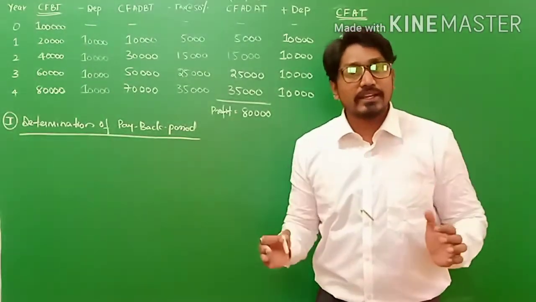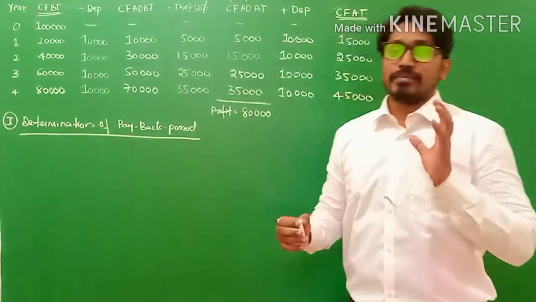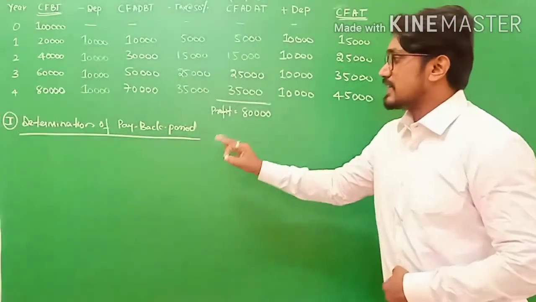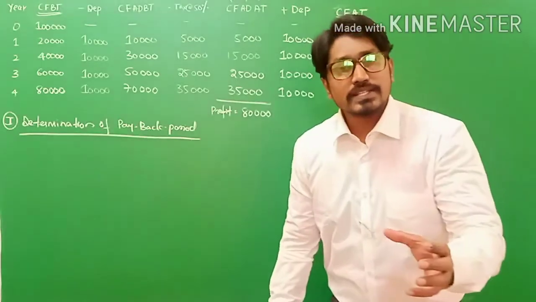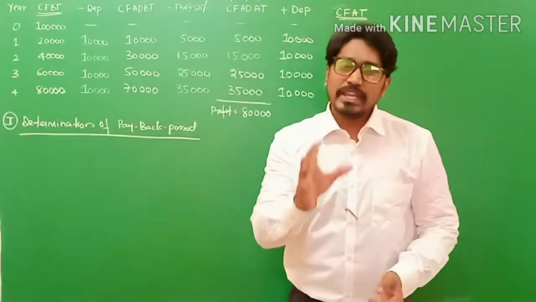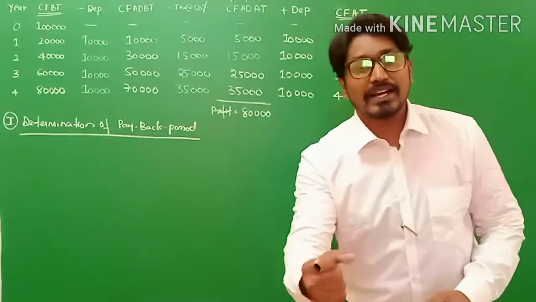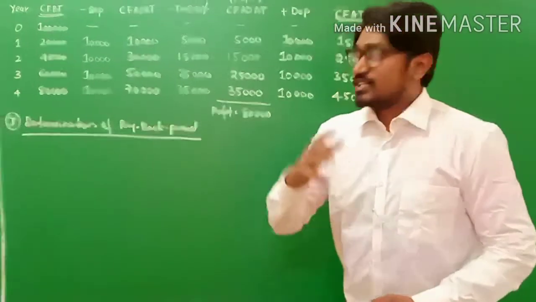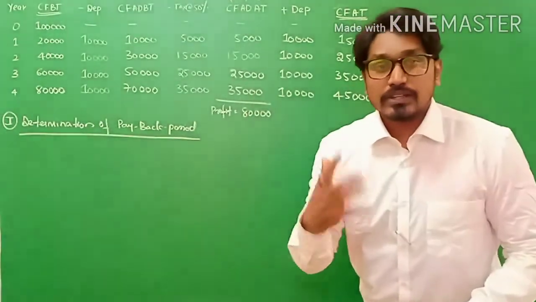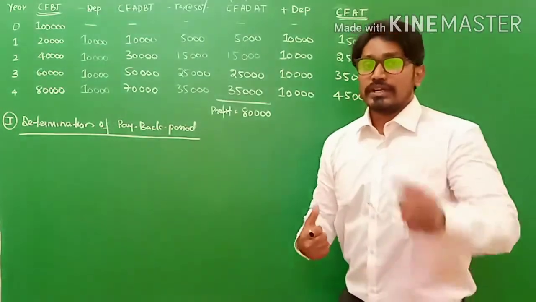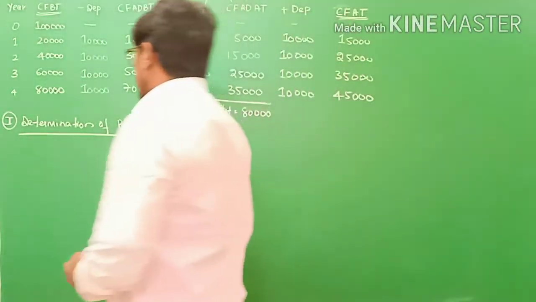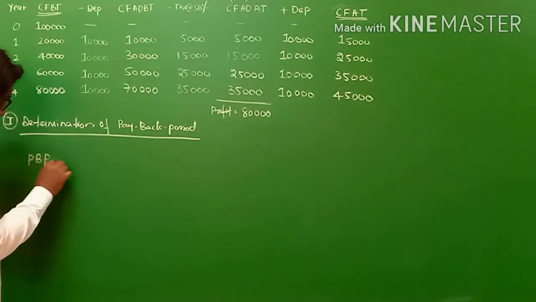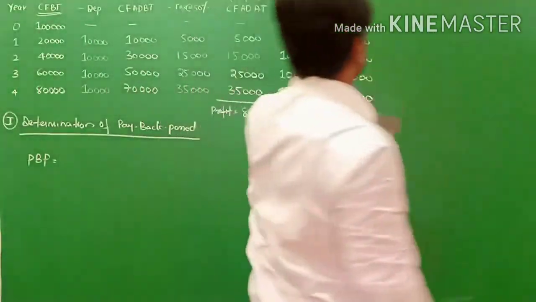Whether this project is profitable or not, there are so many angles to find out the profitability of a project. Irrespective of the techniques, the first technique I applied here is the payback period. How many years or months requires to get back our investment? We have invested 1 lakh rupees, and now we check how many months or years are required to get it back. So payback period equals, this is the formula, and this is our cash flow after tax.